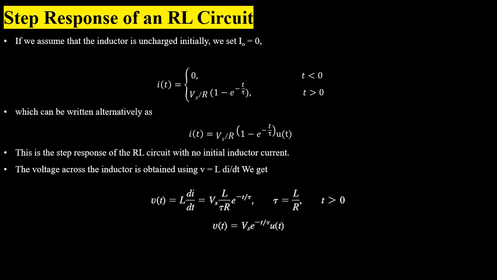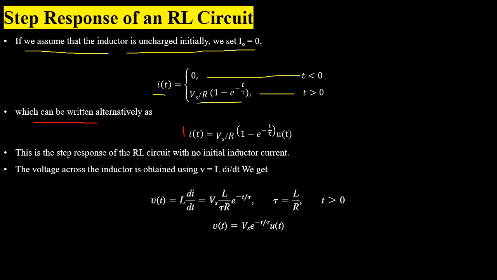Now if we assume that the inductor is uncharged initially, then I naught will be equal to 0. Then I(t) will have a value of 0 when time t is less than 0 and a value of Vs over R multiplied by 1 minus exponential power minus t over tau when time is greater than 0. This can also be expressed as I(t) equals Vs over R multiplied by 1 minus exponential power minus t over tau, u(t). And this represents the step response of an RL circuit with no initial inductor current.